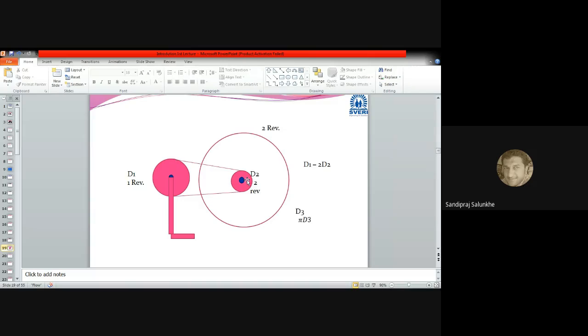Whereas this linear motion will again be converted into rotary motion with the help of this second sprocket, the wheel sprocket we can say. This is paddle sprocket, this is wheel sprocket.